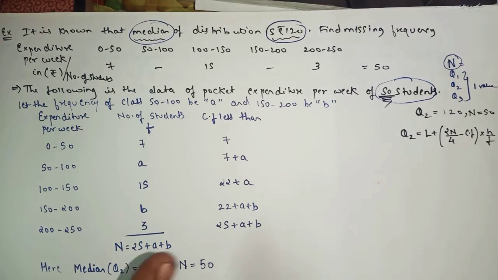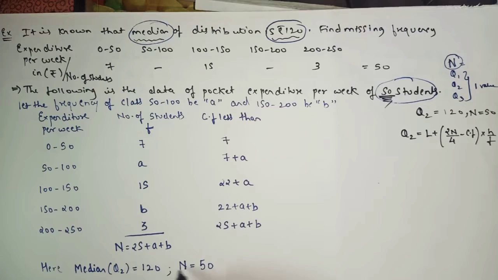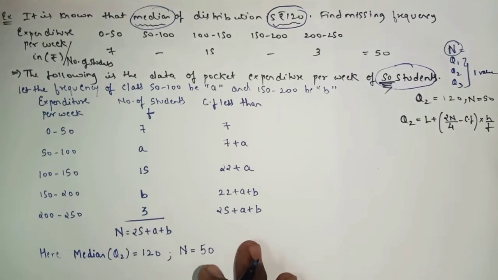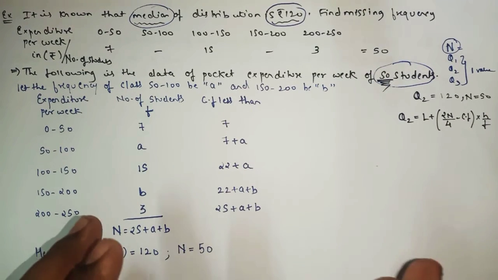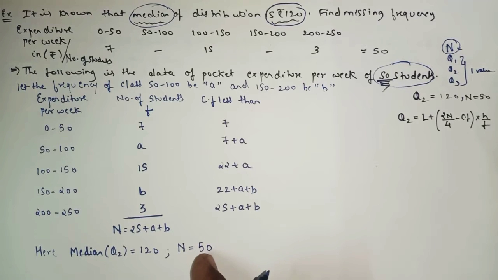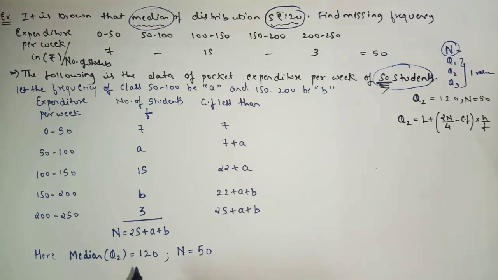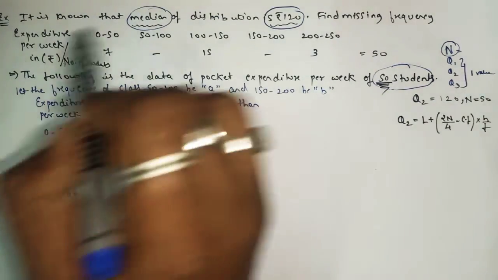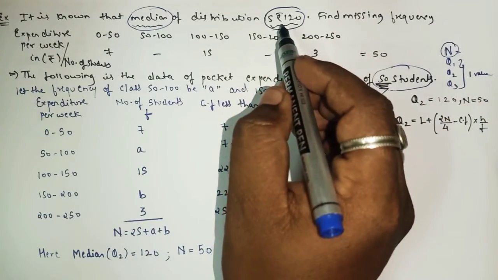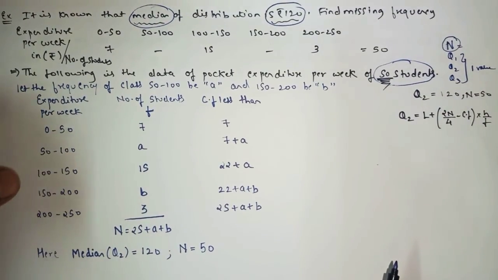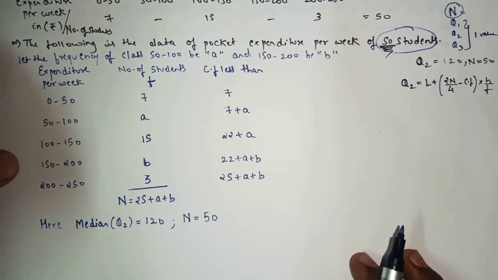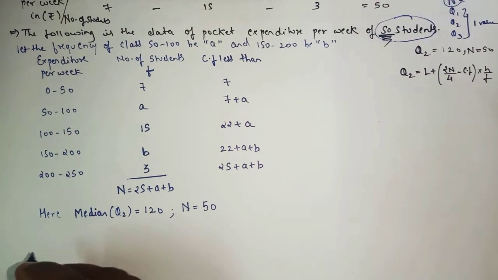So whenever we have to find the missing frequency, we require these two values. Without these two values, we cannot find our missing frequency. So whenever you have to find the missing frequency, we must have the total frequency given in the question, as well as the value of Q2. So you have to identify these two values from the question. Here we got the median value, and here we got the total frequency value. Okay, so now I guess you all understood till here. Now we'll move on to the next step.